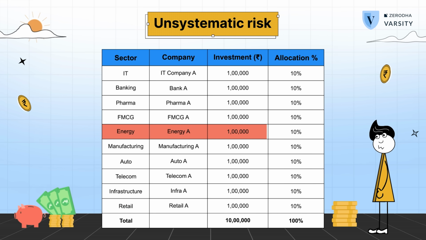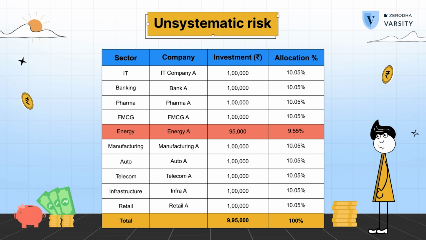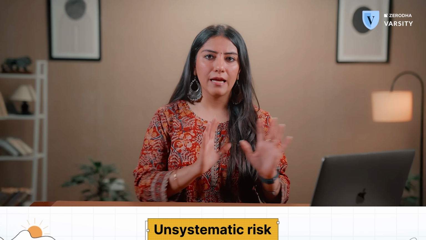Now, if one company fails, your entire 10 lakh is not destroyed because only a portion of it is in that particular stock. This is diversification. You are reducing the risk that comes from one company that is doing something stupid.